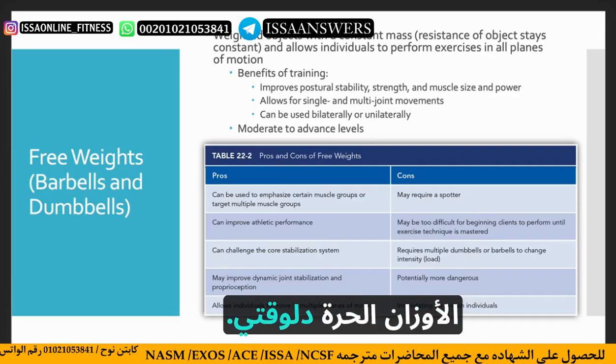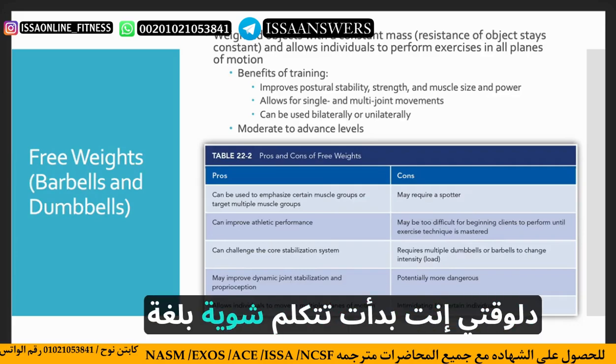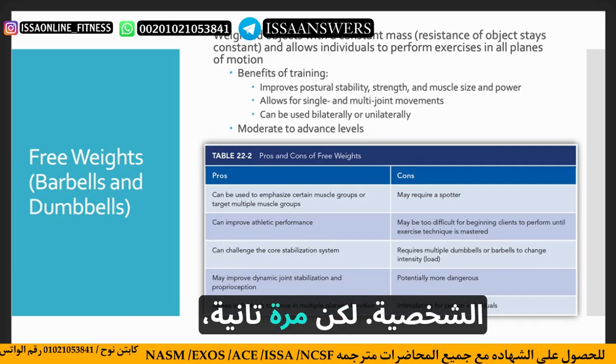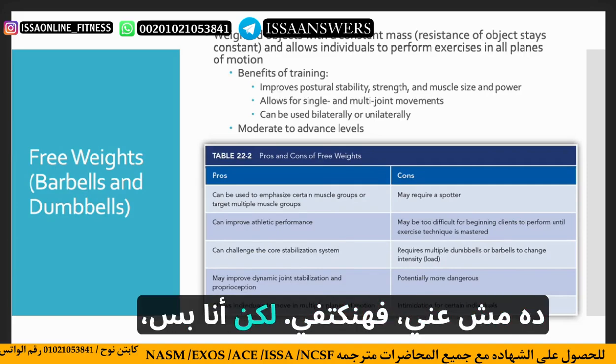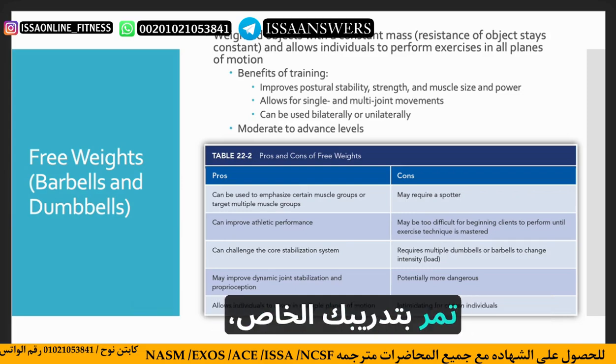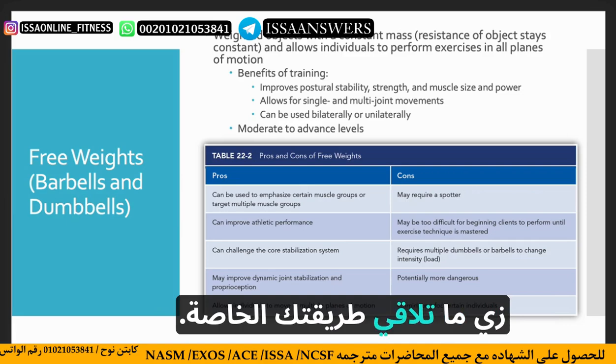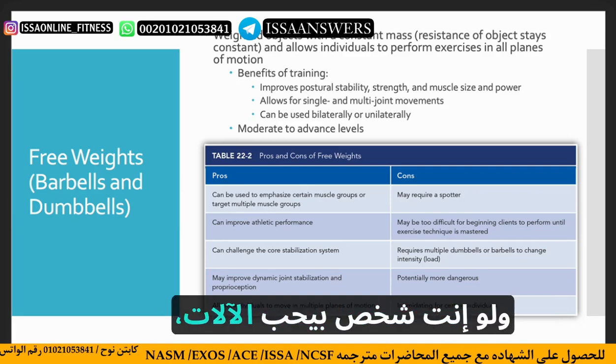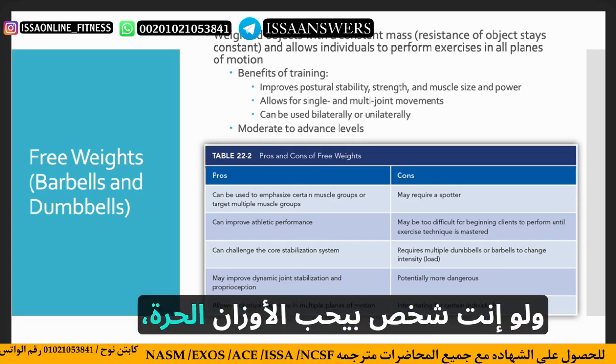Free weights. Now you're starting to talk a little bit more of my own personal language. But again, this isn't about me. I hope you understand that when you go through your own training, you find your own way. And if you're a machine person, that's awesome. If you're a free weight person, that's amazing.